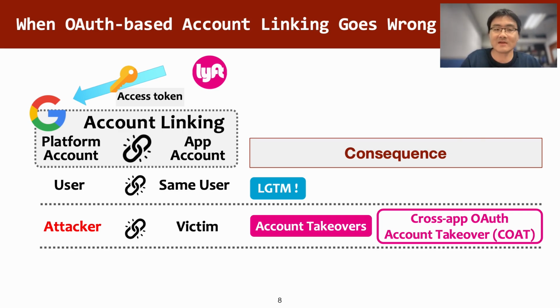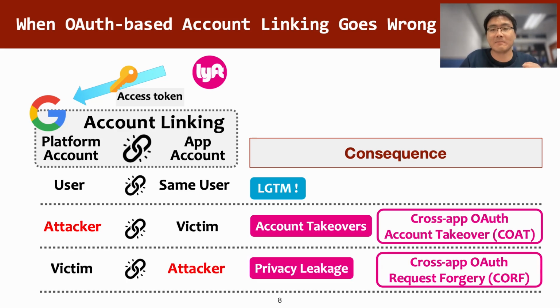And on the other hand, if I as an attacker can unknowingly bind my Lyft account to your Google Assistant, then I can track or trace it whenever you request a ride with your Google Assistant. So this will cause privacy leakage. And it can be achieved with another attack called cross-app OAuth request forgery, or CORF.